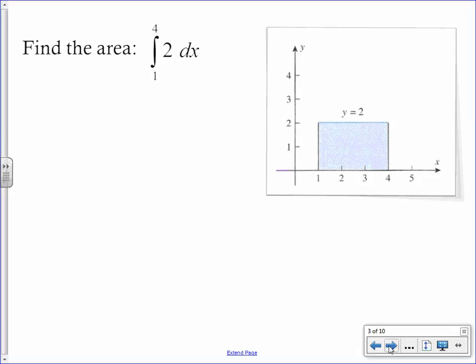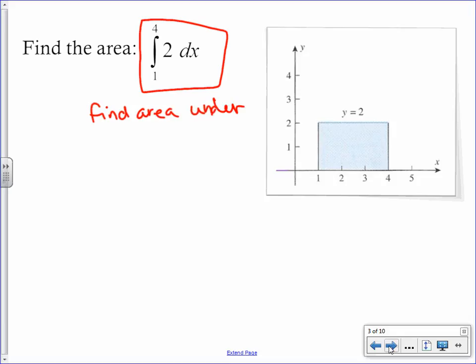So here we go. I want to find the area represented by this integral. The integral from positive 1 to 4 of 2 dx. All right? So what does this mean? This integral right here means find the area under the curve y equals 2 from 1 to 4.